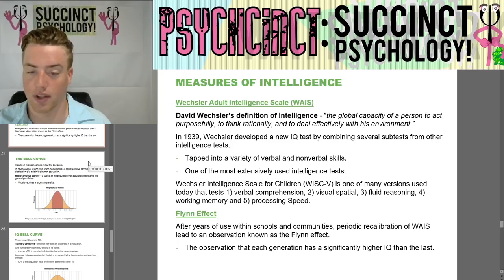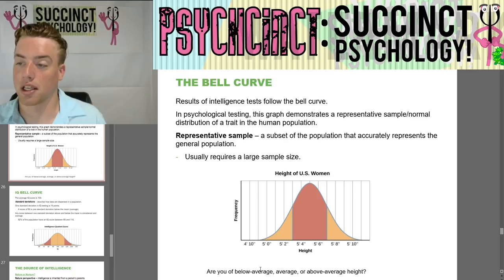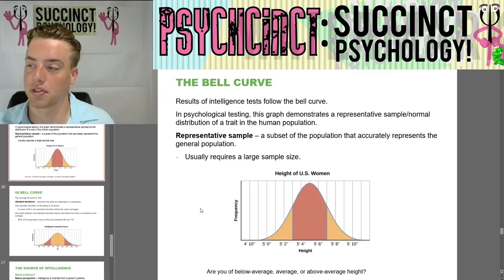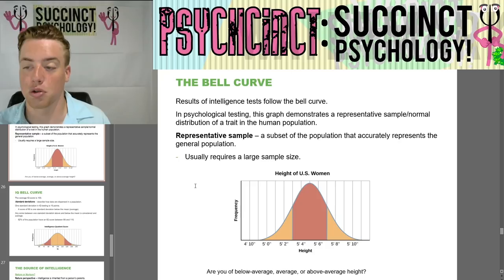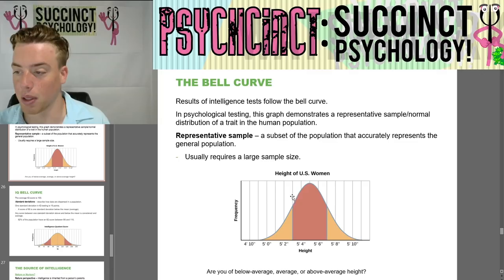So results of intelligence tests follow the bell curve. In psychological testing, this graph demonstrates a representative sample, normal distribution of a trait in the human population. So a representative sample is a subset of the population that accurately represents the general population, and it usually requires a large sample size. So here we have, you know, bell curve of the height of U.S.